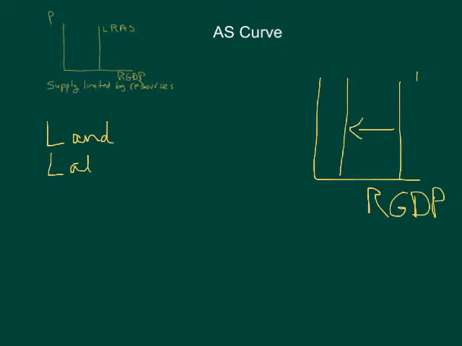And then we have labor. If there's anything that decreases our supply of labor, maybe there's a civil war, or a bad epidemic, or something that limited the supply of labor. That would be another reason for our long-run supply curve to shift in.